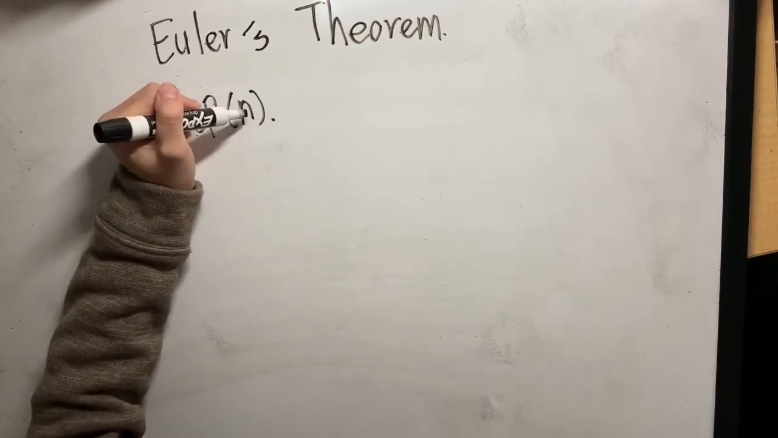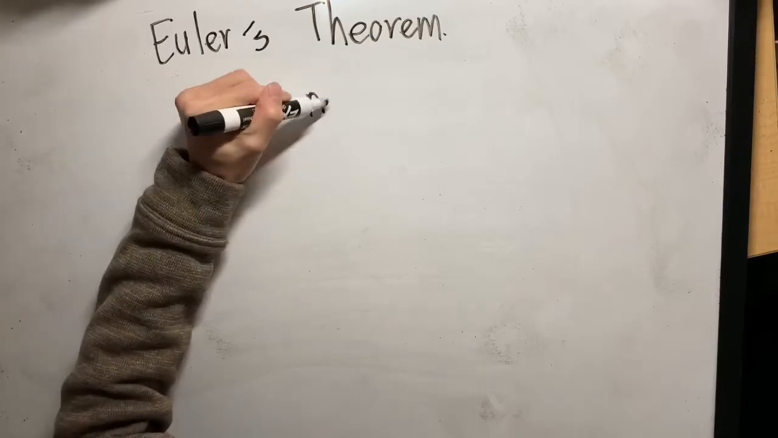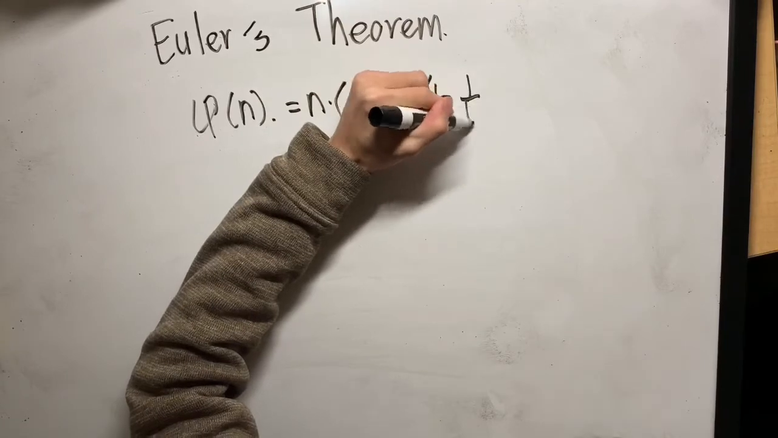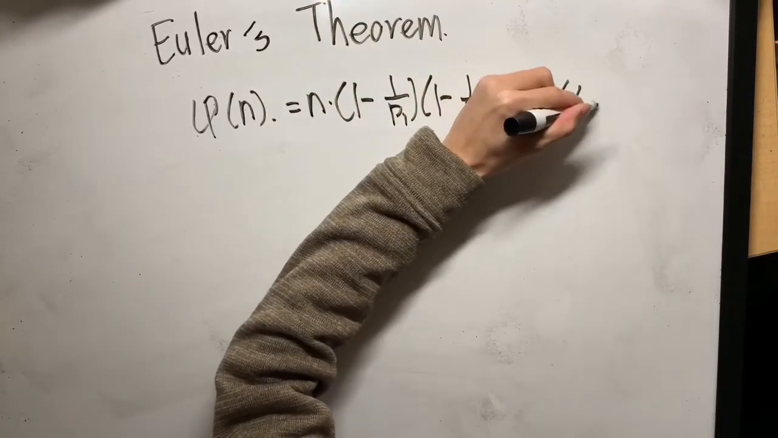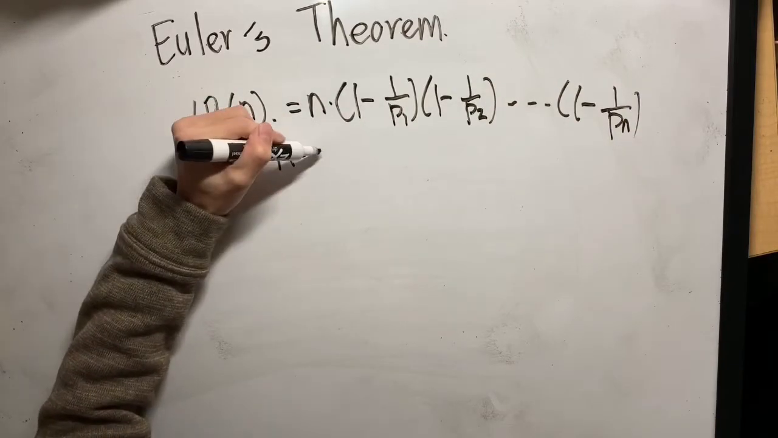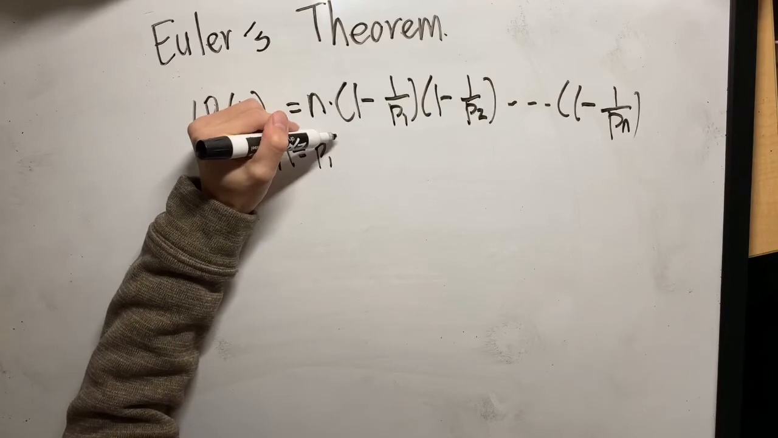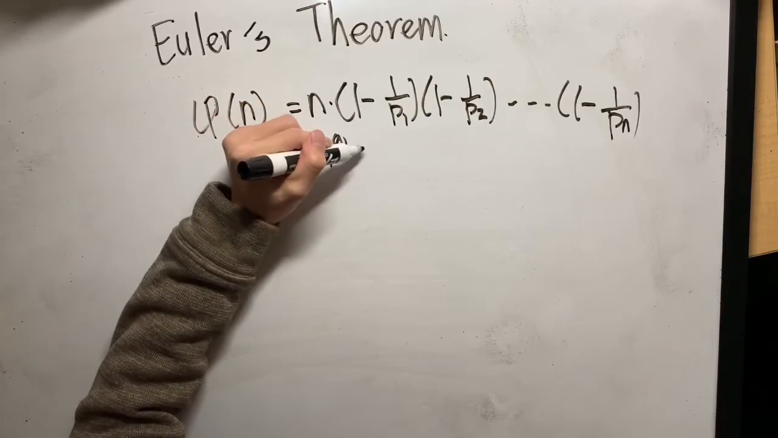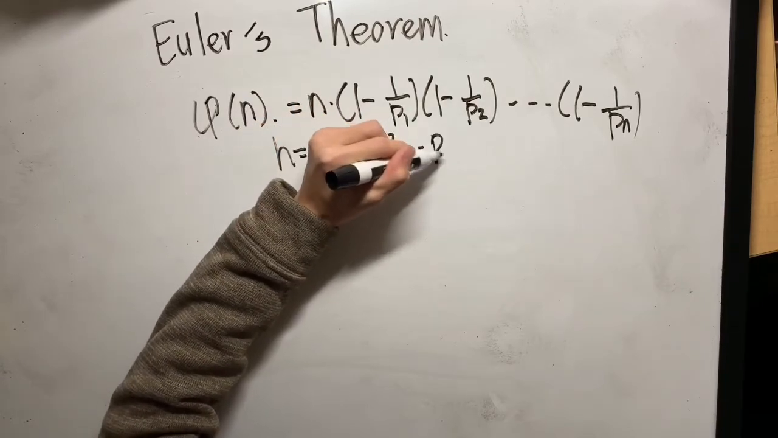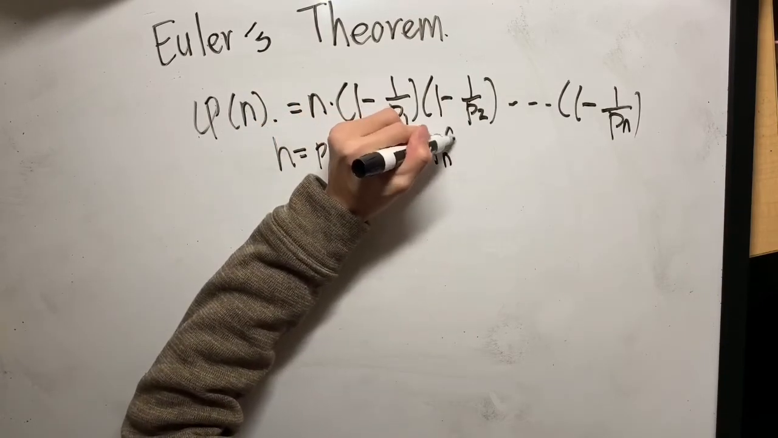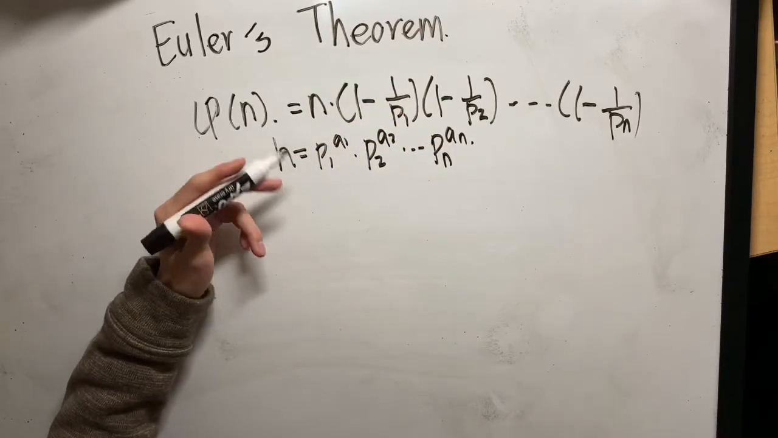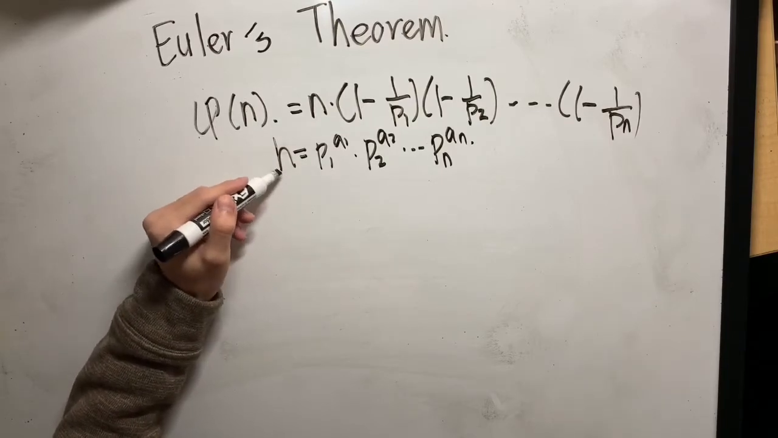This means that phi of n equals n times (1 minus 1 over p1) times (1 minus 1 over p2) all the way to (1 minus 1 over pn), where n equals p1 to some exponent a1 times p2 to some exponent a2 all the way to pn to some exponent an. This is true because of the fundamental theorem of arithmetic.